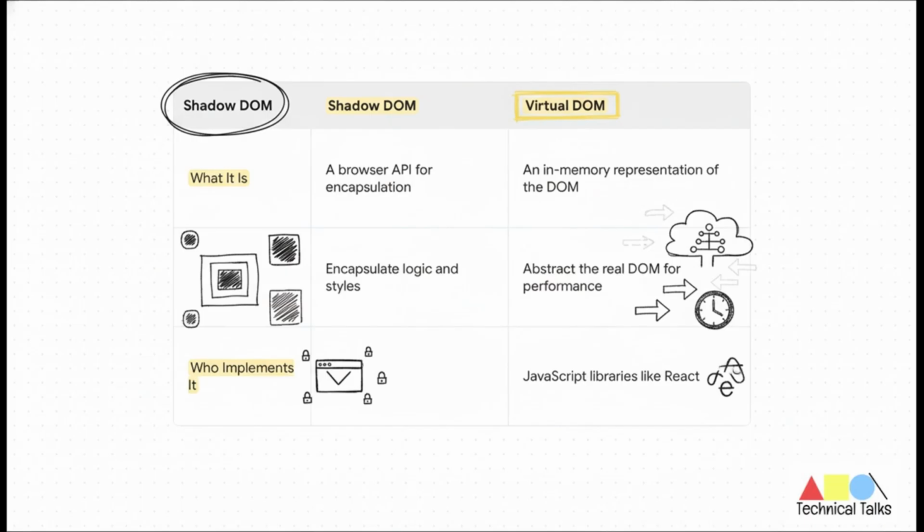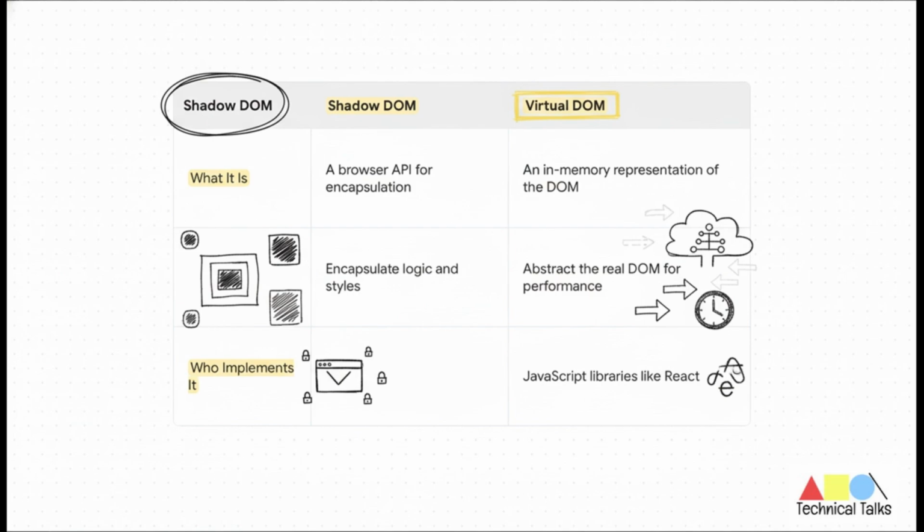All right, first up, let's clear up something that trips up a ton of developers. The virtual DOM versus the shadow DOM. They sound kind of similar, but they solve completely different problems. The shadow DOM is a browser thing, a native API. Think of it like a little self-contained bubble for your component, keeping its styles and logic from leaking out and messing with the rest of the page.